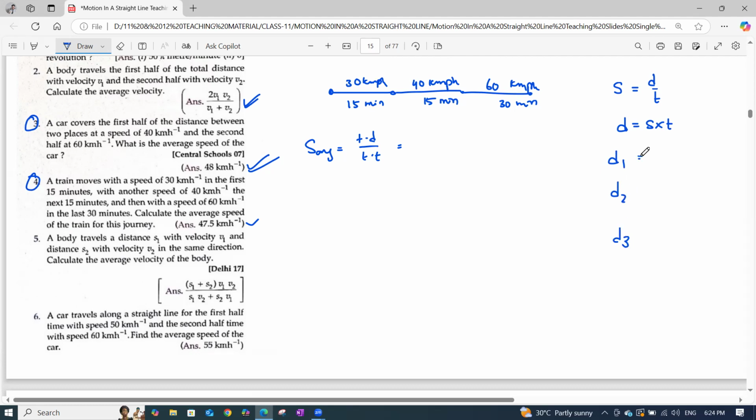Now for D1, what is the speed it is traveling? This is S1 speed, 30 multiplied with time 15 minutes, so 15 upon 60. Why 15 upon 60? Because the time is in minutes, we have to convert it to hours. D2 is equal to speed 40, time 15 upon 60. Now D3 is equal to speed 60 multiplied with time 30 upon 60.